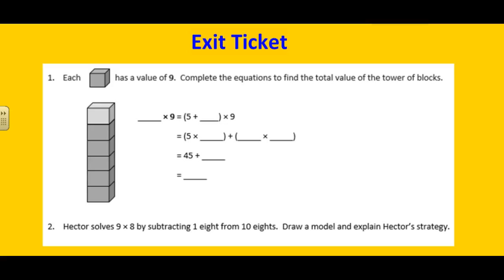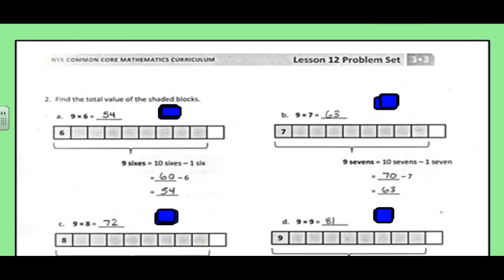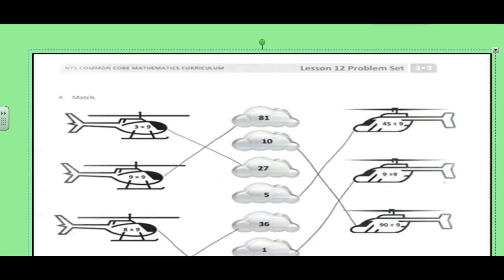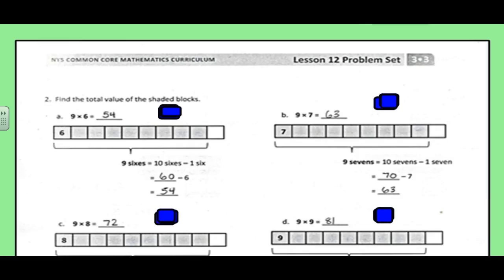Okay, on the next page of the problem set, you're going to be using the airplanes to draw lines to the correct place on the problem. So for the first one, 3 times 9, you've got to draw a line to where it goes. 45 divided by 9, you've got to draw a line to where it goes. So use the strategies that we just learned for our 9s to help you solve those equations. And whenever you're ready, push play to check all of your answers for that page.